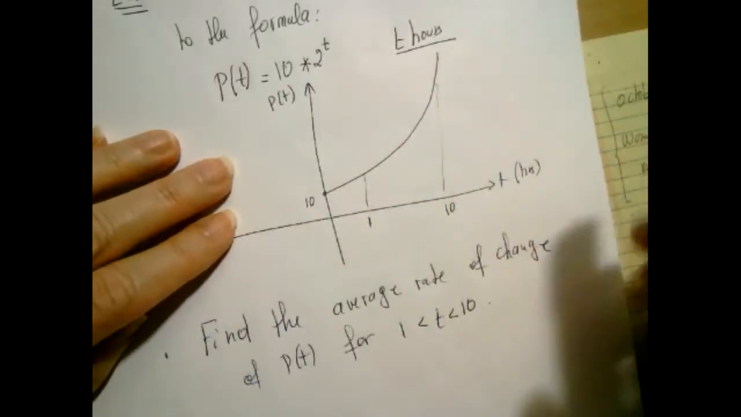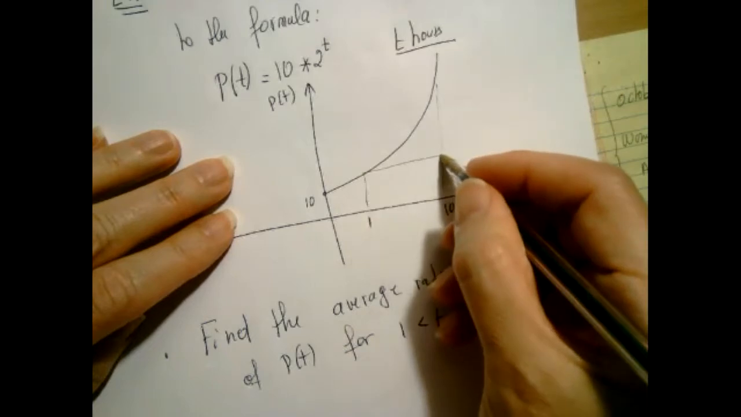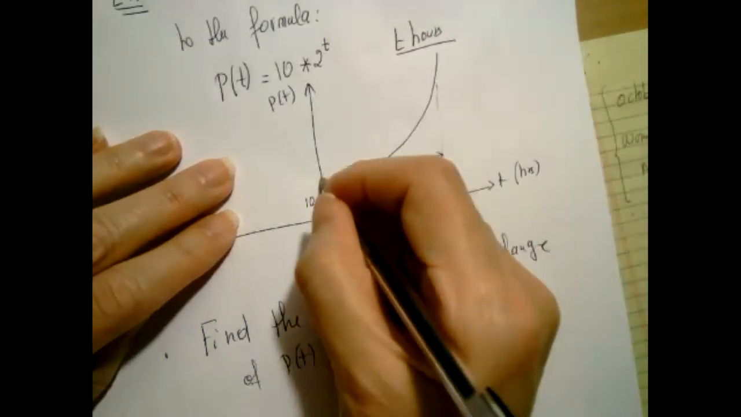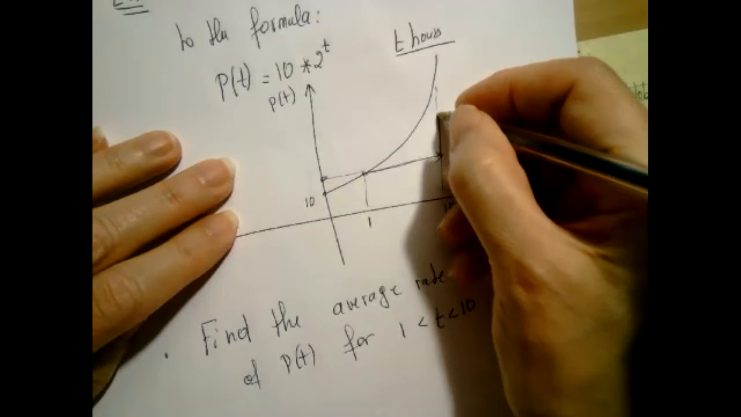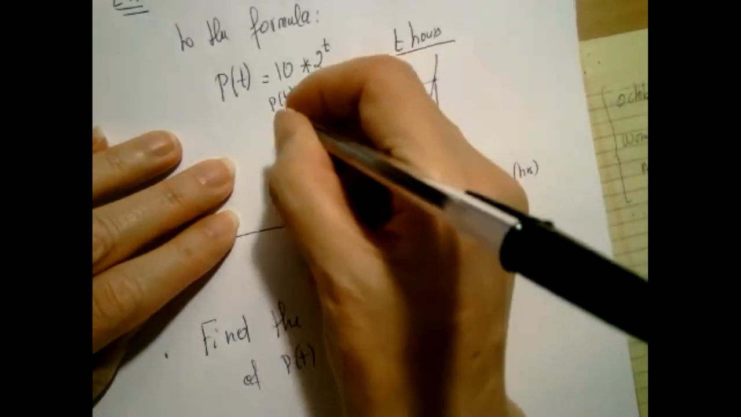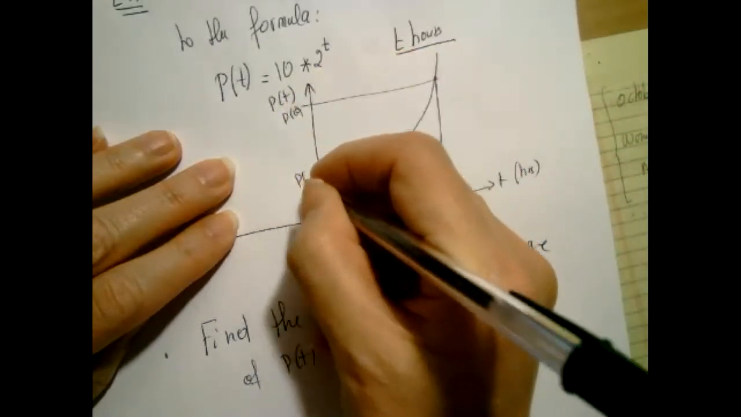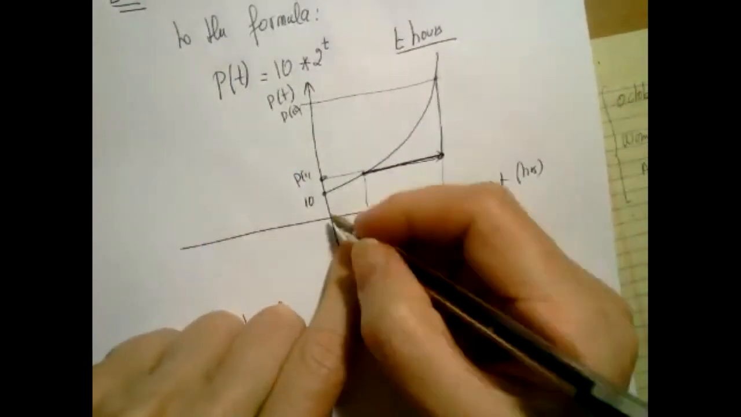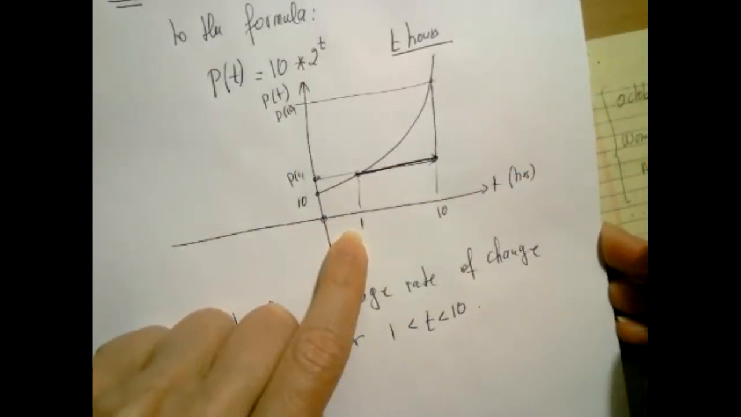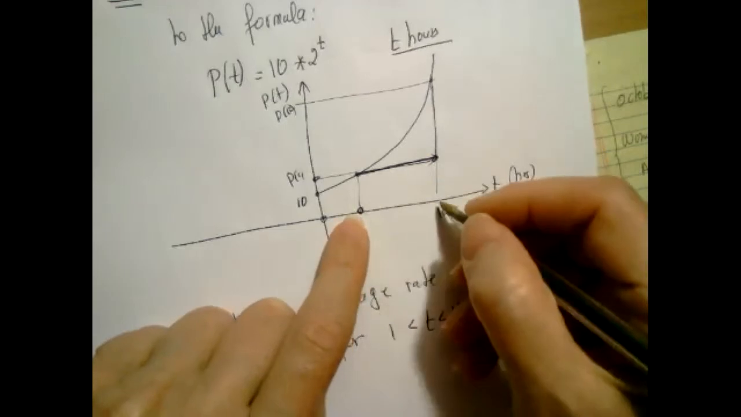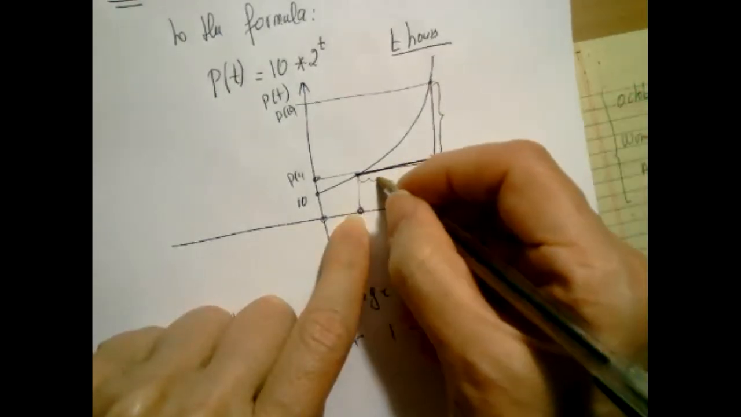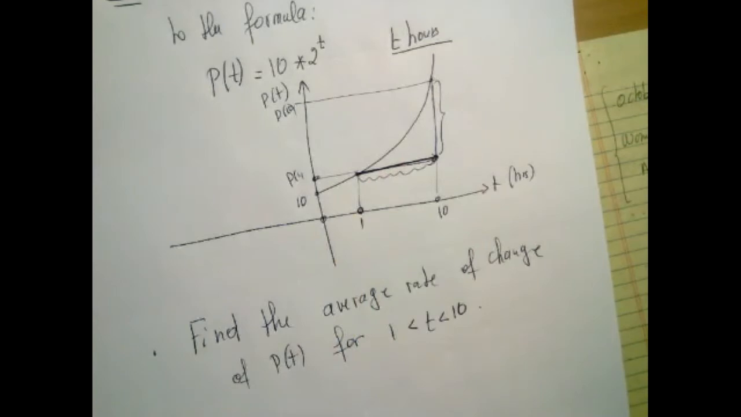During this time, as time went from here to here, the population increased. That's the population at 10, and that's the population at 1. Since we started the experiment of counting those bacteria, between t equal to 1 and t equal to 10, the population actually changed a lot. And now my question is, what's the average rate?